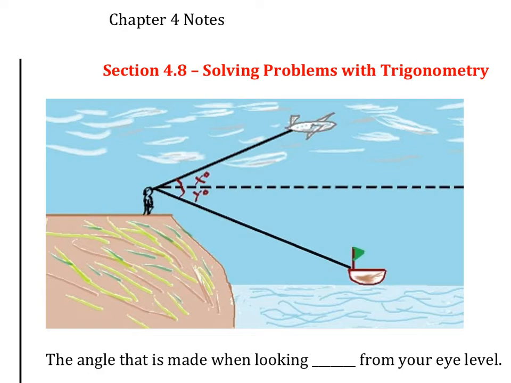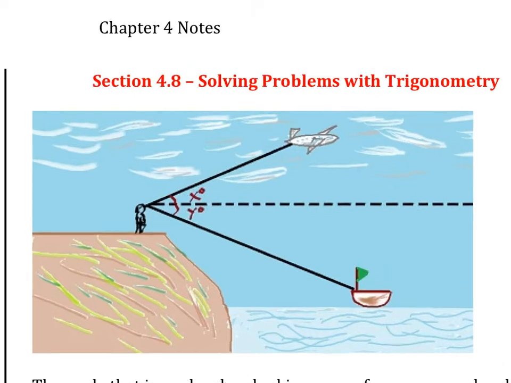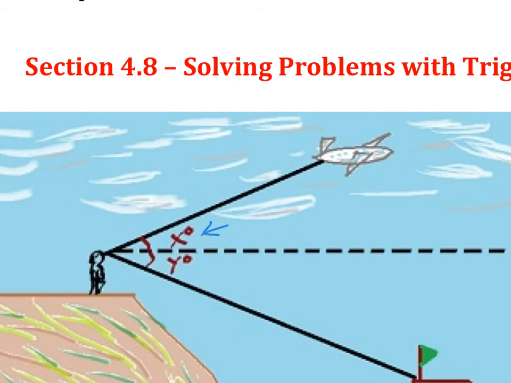What do you need to do to look at the plane? Look up. So if you need to look up, that means you need to tilt your head. That angle is called the angle of elevation. Remember, it is where you are, the horizontal, looking up.